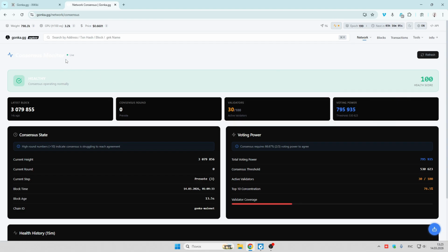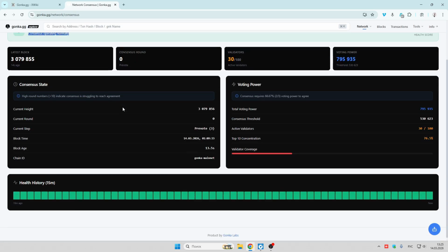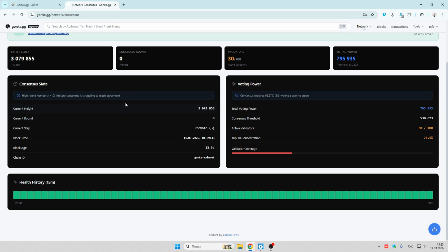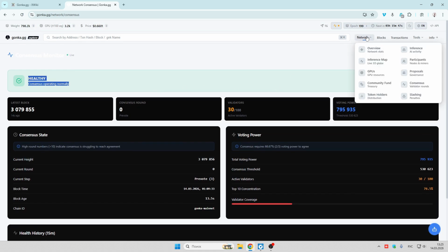Let's continue. Next, consensus. It's hard to see. The guys promised or didn't promise, but they know about the problem. Maybe consensus will be replaced, operating normally. Health history. Well, I can't say anything about this dashboard. I don't use it. Slashing.